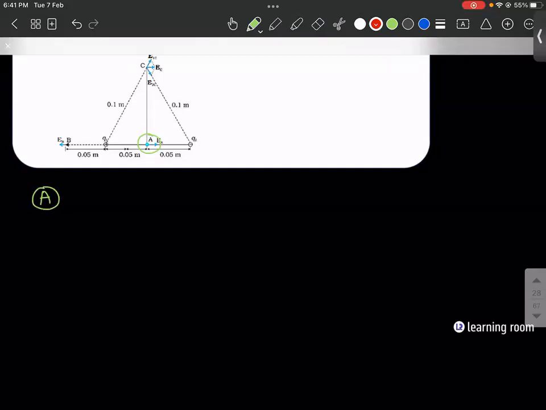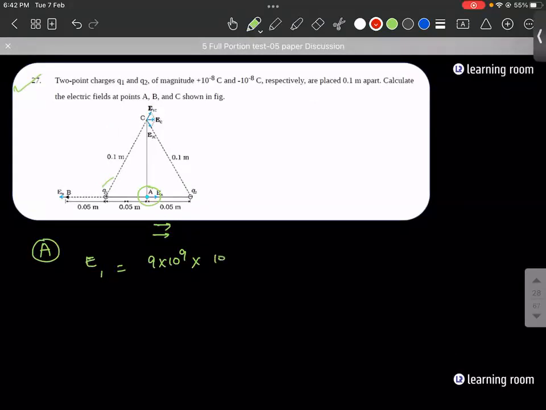For us to calculate the electric field at point A, due to Q1, the electric field is to the right. Due to Q2, the electric field is to the right. So calculate E1. E1 will be 9 into 10 power 9 into Q1, that is 10 power minus 8, divided by r square. 0.05 is 1 by 20, 1 by 20 the whole square.